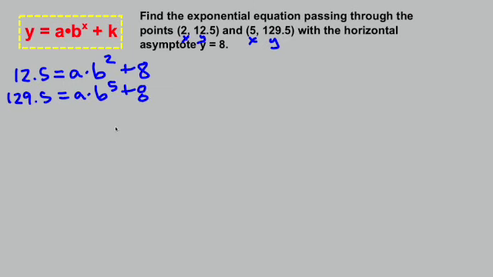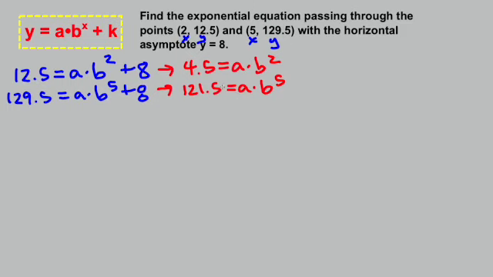The first thing I would do is just go ahead and subtract 8 on both sides of the equation here. So if I subtract 8 here and I subtract 8 over here, I'm going to wind up with 4.5 equals a times b squared. Let's go ahead and do this over here too as well. If we subtract 8, we're going to wind up with 121.5 equals a times b to the 5th. So that was just to make things a little simpler here.